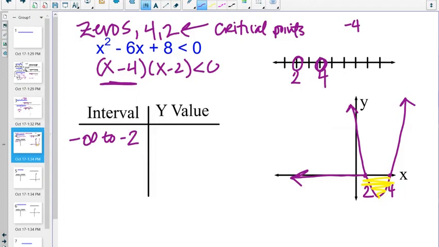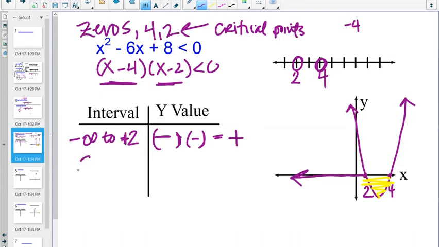So if I plug in negative 4, I have negative 4 minus 4, and that's negative 8. So I get a negative number, and any number you would choose in that interval, negative infinity to 2, would give you a negative number in this one. And then over here, same thing, negative 4 minus 2 is, again, another negative number, and I'm putting them in parentheses because just like this, I'm going to multiply. What happens if you multiply a negative times a negative? You get a positive.